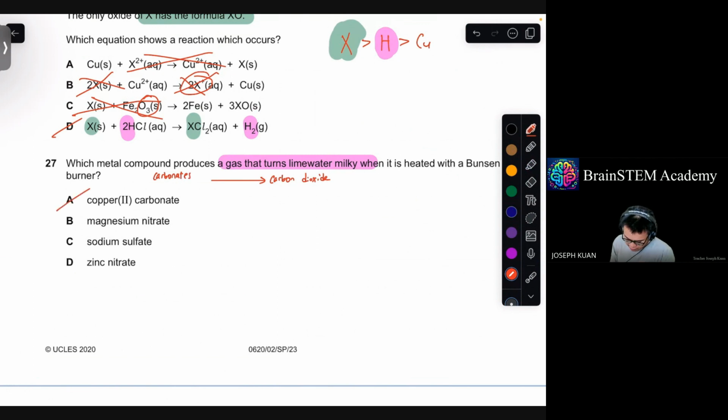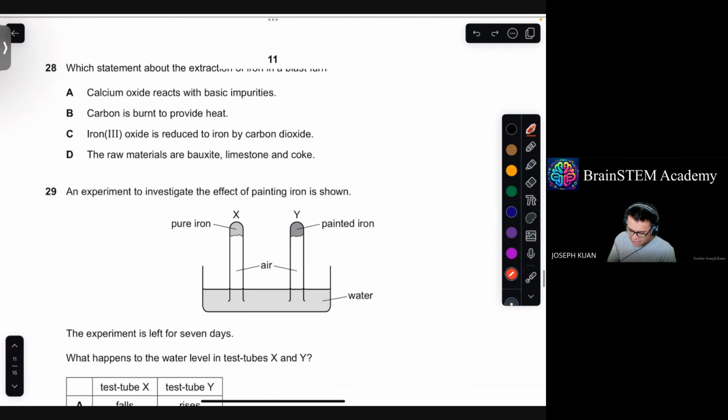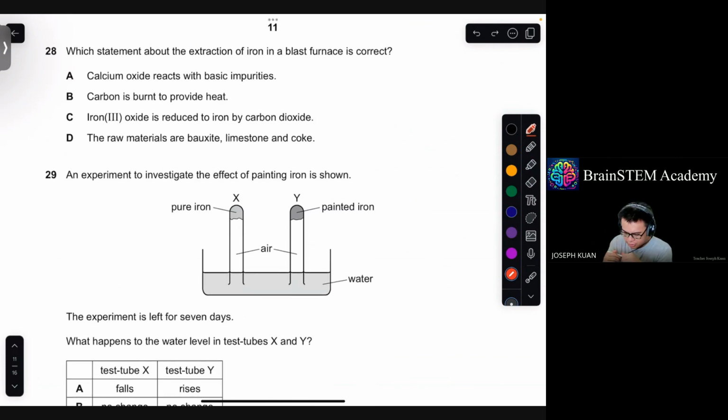You don't have to look at others. And in fact, B, C, and D don't have carbon. So it shouldn't be possible for them to produce carbon dioxide because carbon is absent. So the answer is A. Moving on to 28. Which statement about the extraction of iron in a blast furnace is correct?